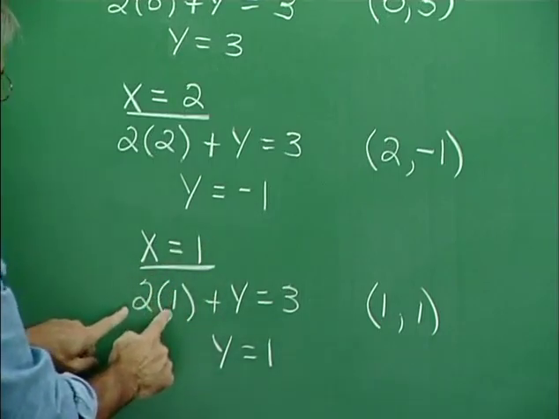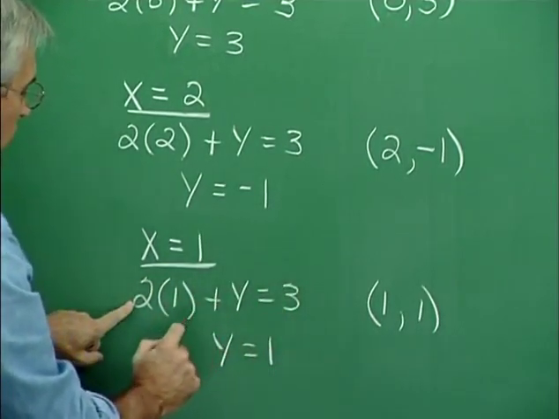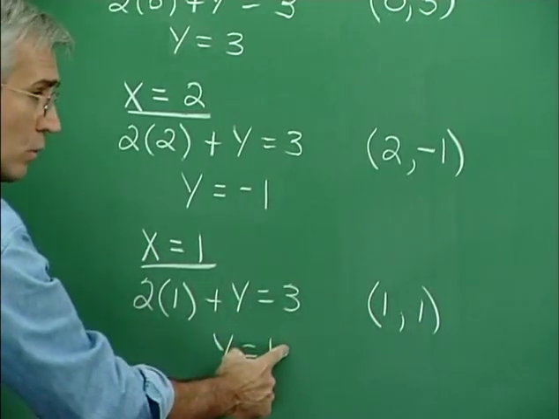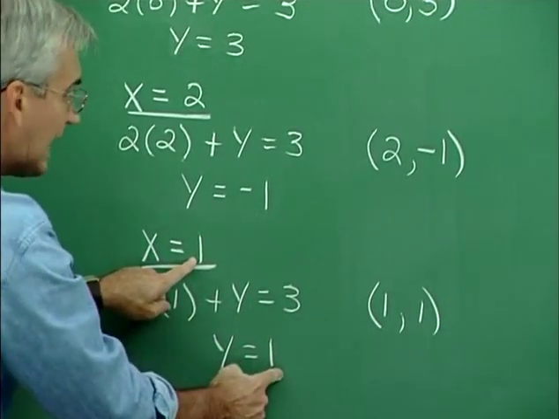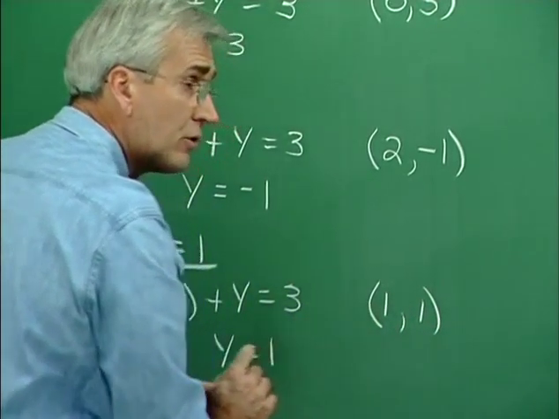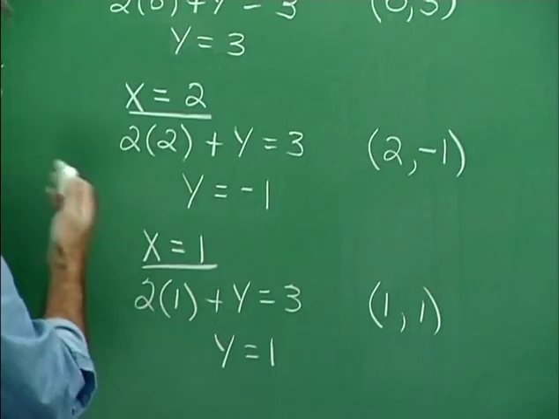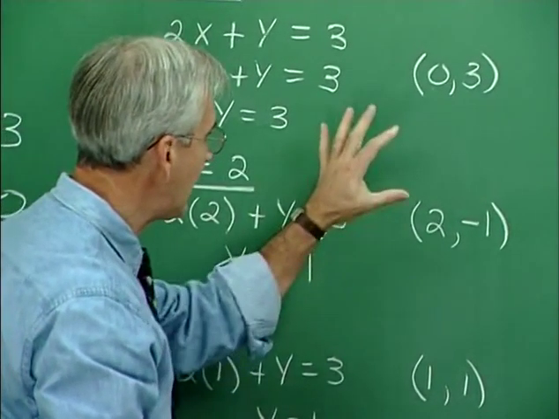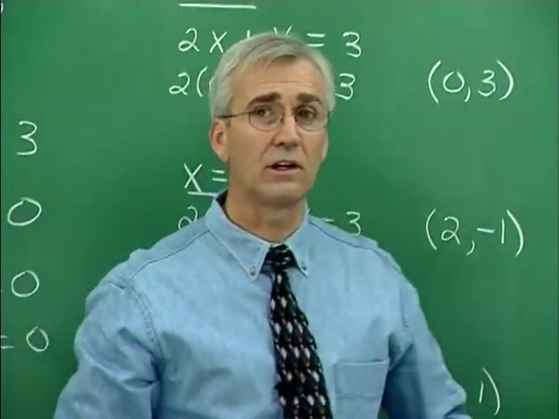When x is 1, replace x with 1 and evaluate for y. This term becomes 2. Subtract 2 on both sides. We find y to be 1. So when x is 1, y is 1. So the ordered pair 1, 1 should be an intersection point of the graphs and should solve the equations as well. Well, let's check this graphically using the calculator.